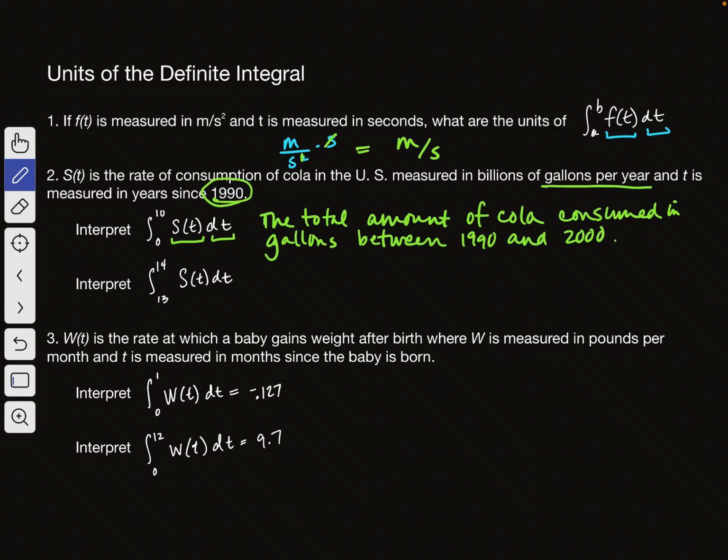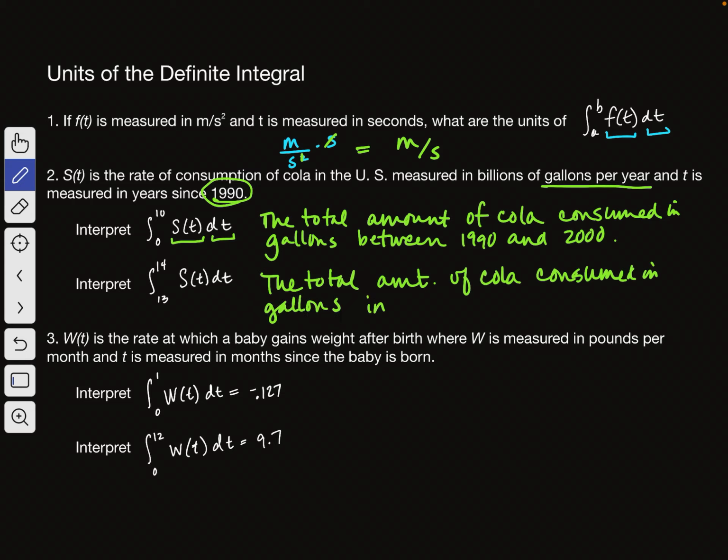Okay, and in this one, this would give us the total amount of cola consumed in gallons. And okay, so if 1990 is year 0, year 13 would be 2003. And it ends at 14, so we're just looking at that 1 year.